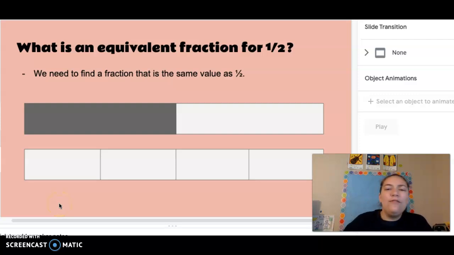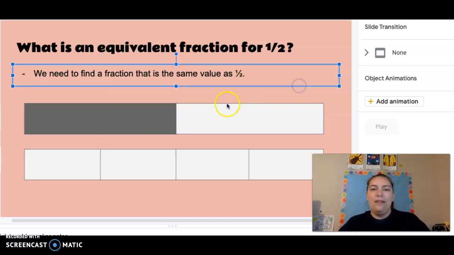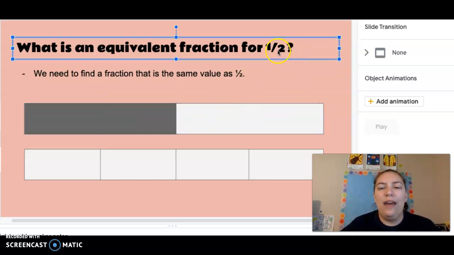Okay, well, how do we find an equivalent fraction for something that's not a whole number? Like, it's not the same number on the top as the bottom. Like 1/2. Okay, so we need to find a fraction that has the same what as 1/2? The same value. It has to have the same worth. So here I have one part shaded, right? And how many parts are in all? 1, 2, okay? So this is the fraction 1/2. We know that. This is 1/2.